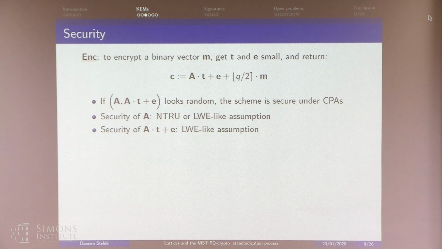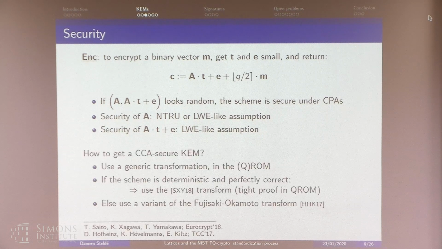Okay, so how do we get CCA security from CPA security? There are generic transformations for this, all in the random oracle model. These transforms make use of a hash function, which is modeled as a random oracle. So we can query the hash function and we get values. In the quantum attacker setting, it makes sense to model these hash functions as quantumly accessible random functions. So we can make quantum queries to these random oracles, and that's called the quantum random oracle model.